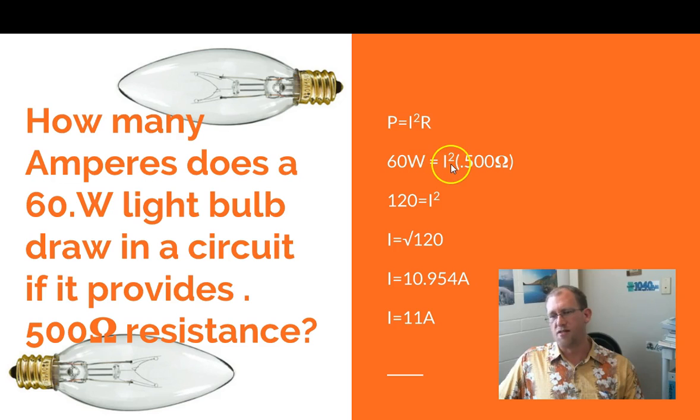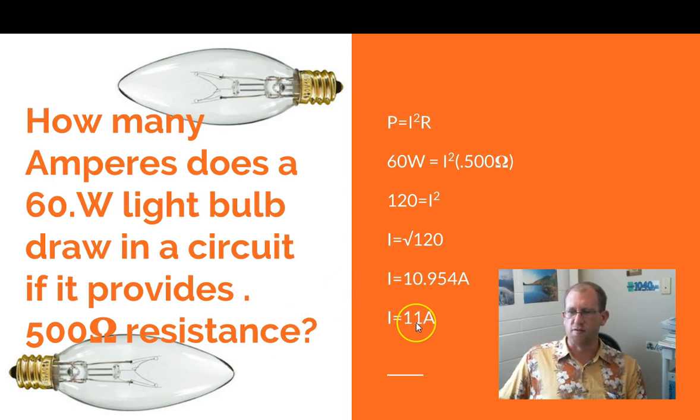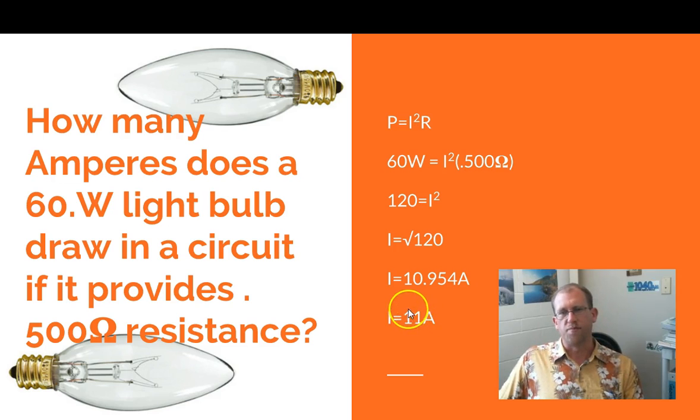So let's solve for I squared, right? So we're going to divide both sides by 0.5. That turns this into 120 equals I squared. So let's square root both sides. Square root of I squared is I, square root of 120. I equals then 10.954 amps. I have 2 significant digits and 3 significant digits. I need 2 significant digits in my answer, 11 amps. Alrighty, so that's how many amps a half ohm resistor in a 60-watt light bulb would consume.